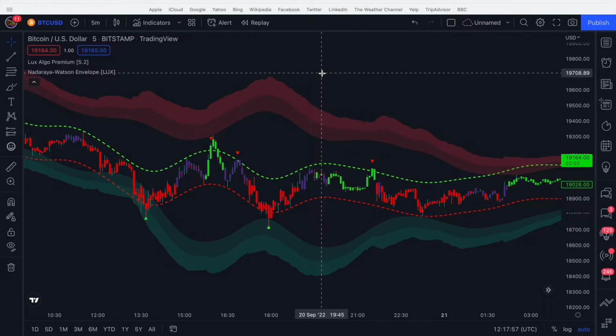And this is really, really efficient for scalpers. I've loaded up the 5 minute on Bitcoin. You can use this on any time frame. But in general, it's very nice for scalpers. It's nice for in and out trades. So the strategy is very simple.